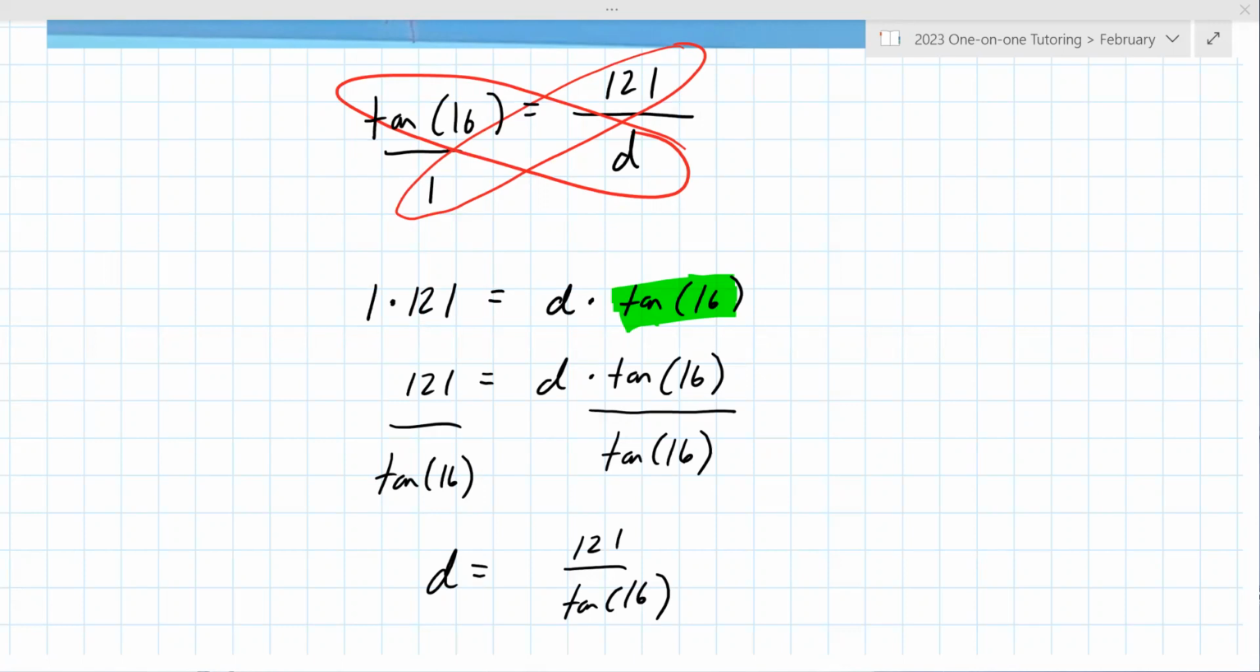Oh, wait, sorry. I didn't actually type it in the parentheses. So I got 73.2. That sounds right.